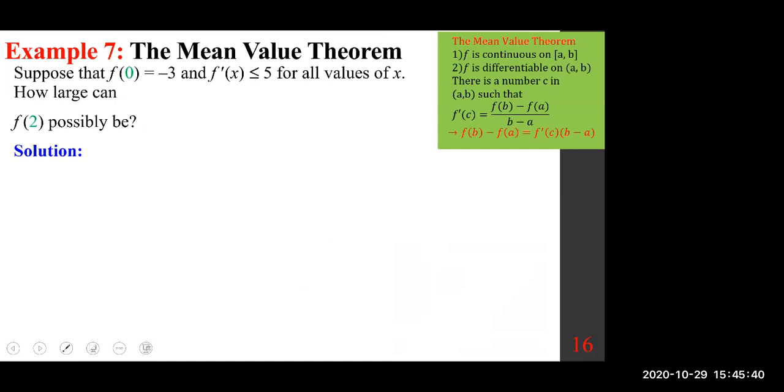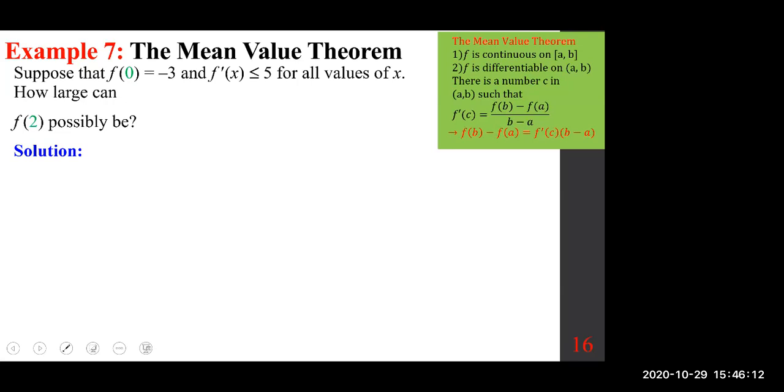Again, here we're going to use the mean value theorem to do this. Suppose f of 0 is given, and it's -3. And we know f prime is less than or equal to 5. That means f prime of x is less than or equal to 5 always. How large can f of 2 possibly be? All right, so here's a solution.